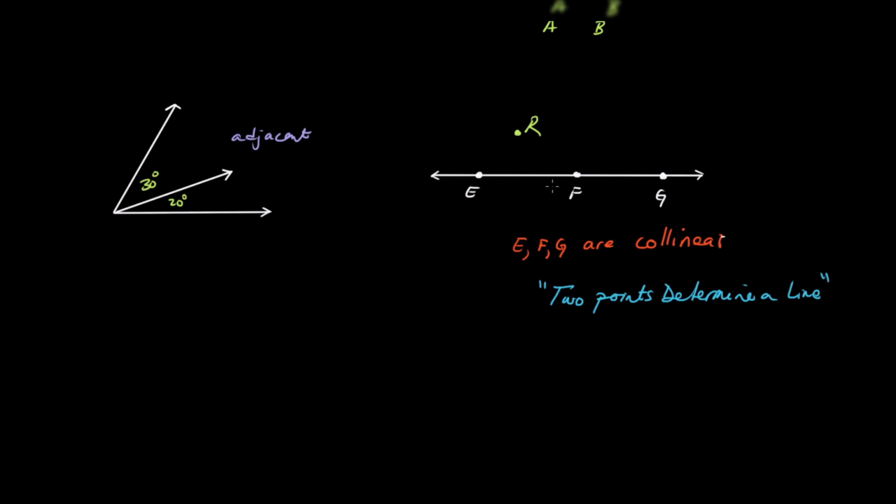So when we talk about collinear points, it means that those points are all on the same line. And we say R, E, and F, those 3 points, are not collinear because they are not on the same line. In the same way, R, F, and G are not collinear. But if I draw another line like this, here it is, I'll draw it in red, and I put another point over here, K, then I can say K, R, and F are collinear because they are on the same line.